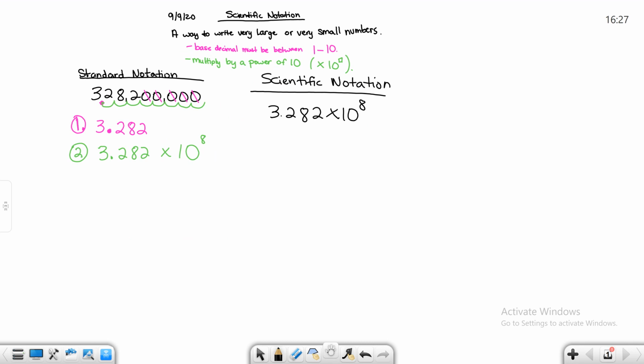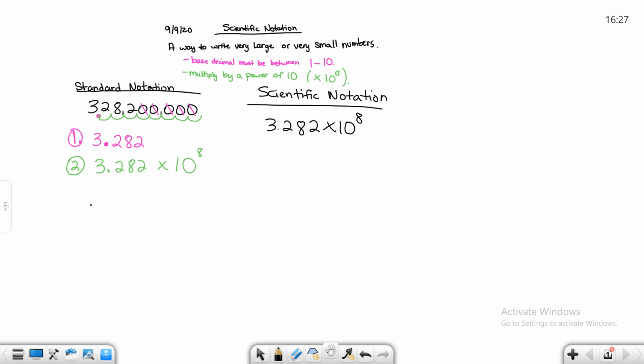Alright, let's try to write how far we are from the moon. We are actually 238,900 miles from the moon. So let me go ahead and write that down.